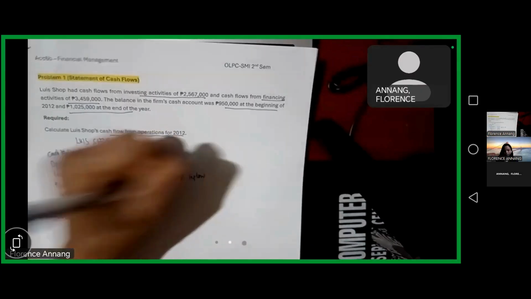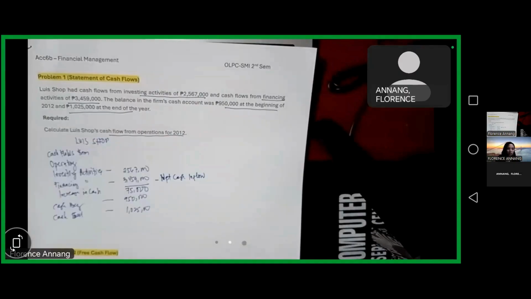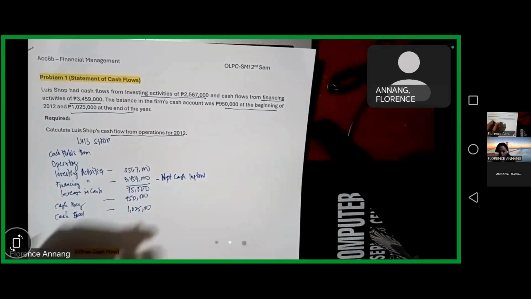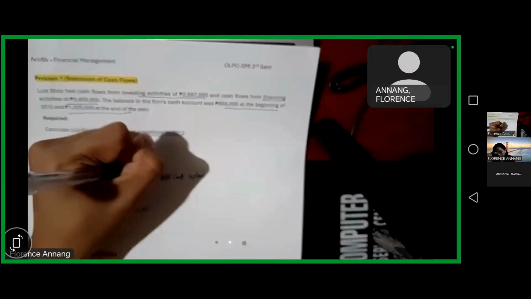And for our investing activities, what does it usually involve? It usually involves acquisition of long-term assets. So our presumption here, since the problem is silent, is that this is a net cash outflow. Net cash outflow.